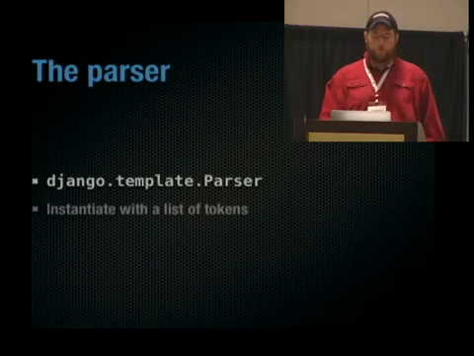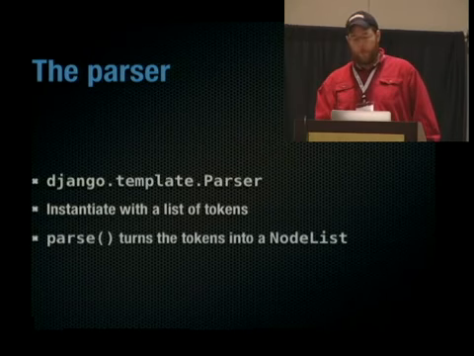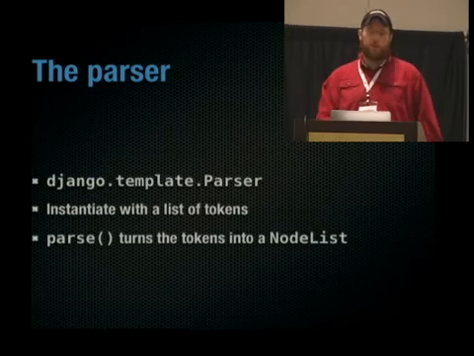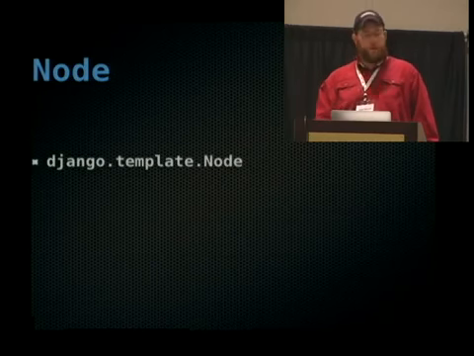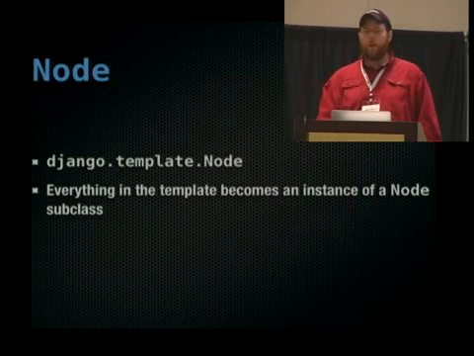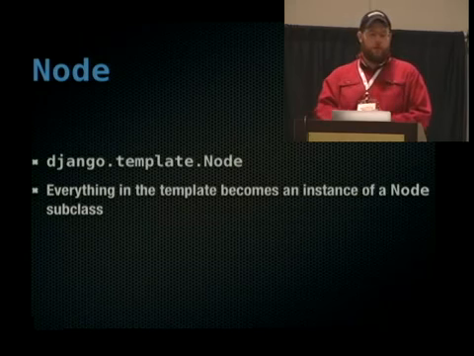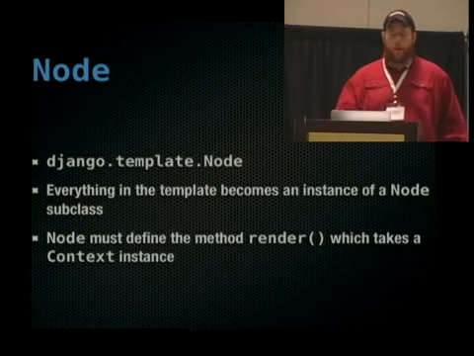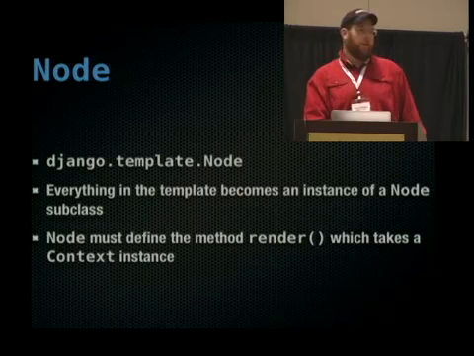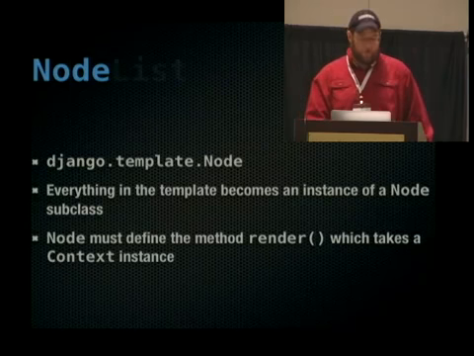The parser itself, basically you instantiate it with a list of tokens. You're going to get back a list of nodes. Parse is the method specifically that turns the tokens into a node list. And now we get into the meat of it, django.template.Node. Everything that is in your template, every bit of text, every tag, every variable, every filter call, ends up as an instance of some subclass of django.template.Node. This is the heart of the system. Every node must define a method named render, which takes a context instance and outputs a string. It could be an empty string, but it has to be a string.